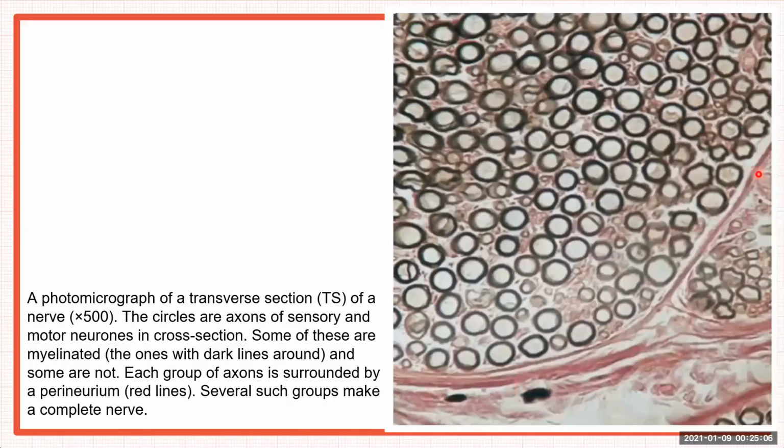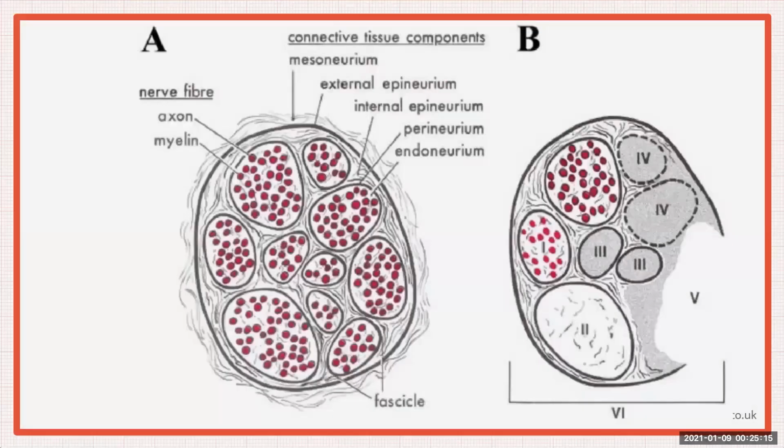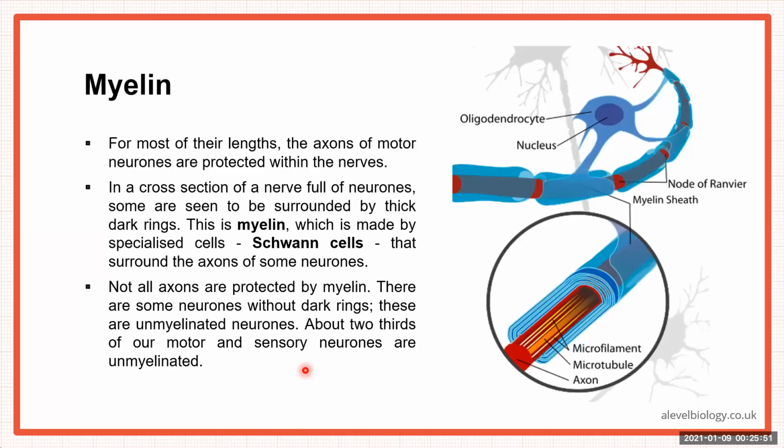So several groups like this, this is a perineurium. You'll see a lot of axons here, and there will be another group like that. A number of these groups make a nerve. So have a look at this picture. These are axons, this is a perineurium, and then you can see one here, one here. So a lot of these groups make one nerve, right? This is one nerve, and it consists of these groups of axons that you see here. This is actually what a nerve fiber looks like. About 2/3 of our motor and sensory neurons are unmyelinated and 1/3 are myelinated.